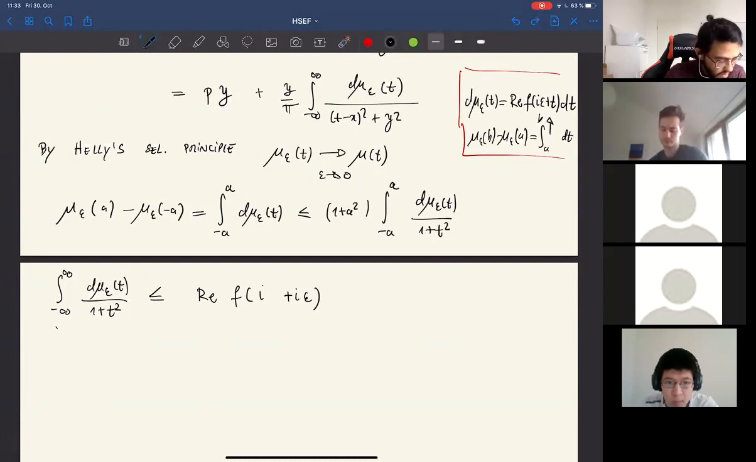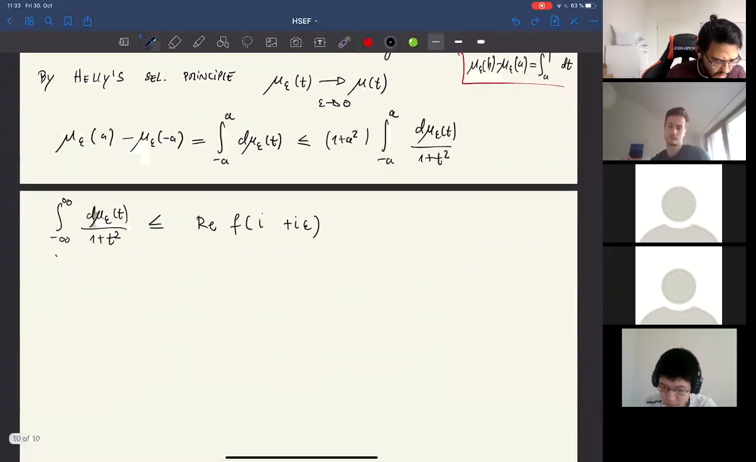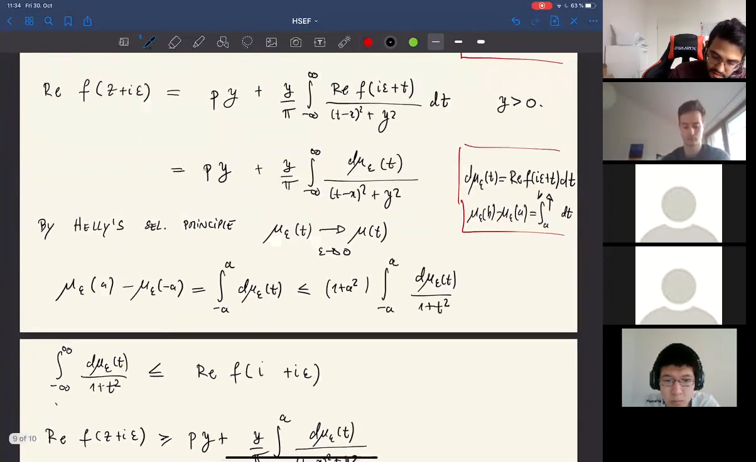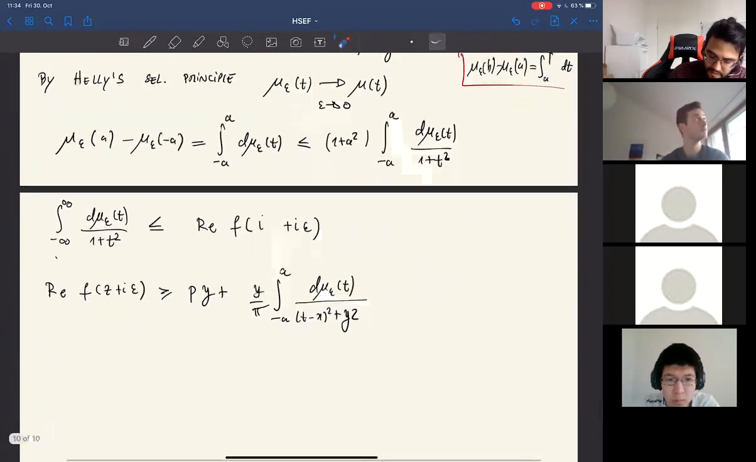And then I want to show that this limit is the one that I want. And this is more or less simple to show. So what do we have? We have the real part of f of z plus i epsilon. This is definitely greater, by the identity we had before, if I just truncate the integral from minus a to a, this is definitely true. Just use this identity here and truncate this integral. Okay, so the integral is truncated.